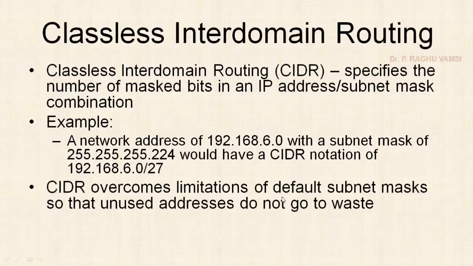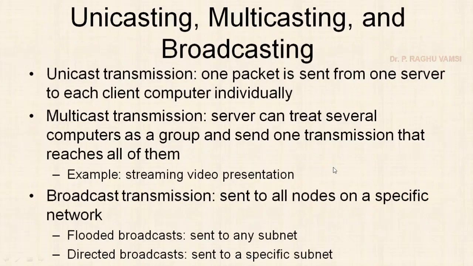CIDR overcomes the limitation of default subnet masks so that unused addresses do not go to waste. Next is unicasting, multicasting, and broadcasting. Unicast transmission is one packet sent from one server to each client computer individually. In multicast communication, the server treats several computers as a group and sends one transmission that reaches all of them. It is just like if I send a message to your group, then it is multicasting. But if I send a message personally to an individual account, then it is a unicast.